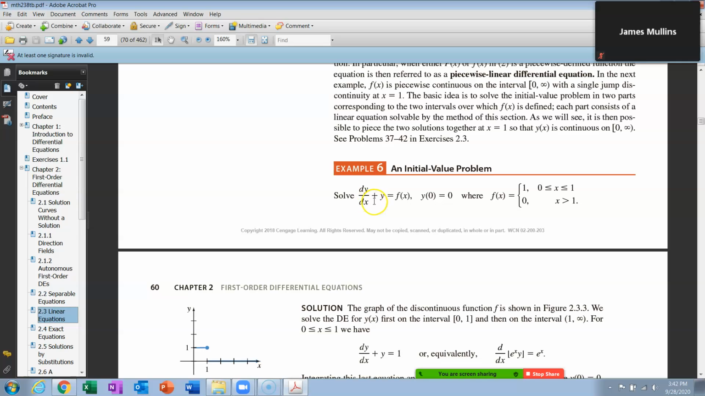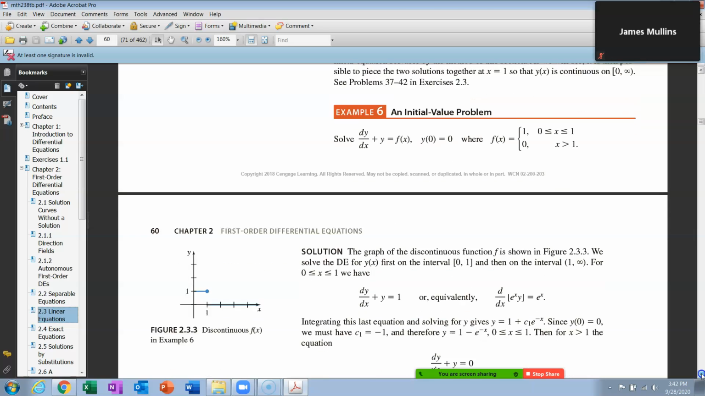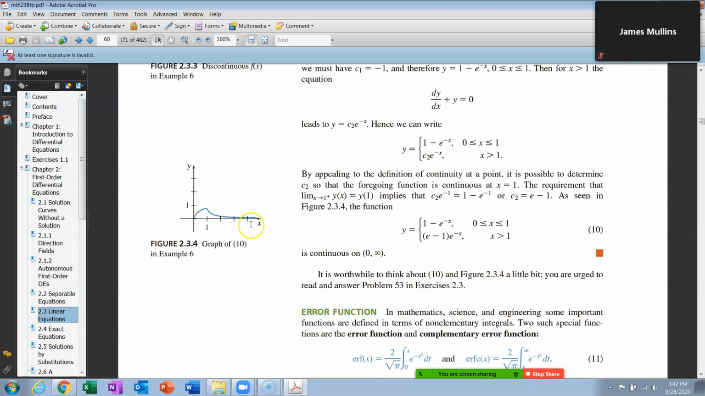If you added or subtracted y from both sides, the derivative would be 1 minus y up here and 0 minus y here, and that's not necessarily continuous. In fact, it isn't continuous, and sure enough, we see that. But you do get a continuous function then.